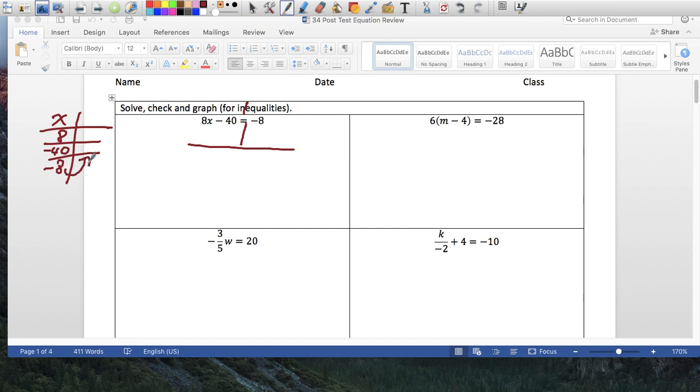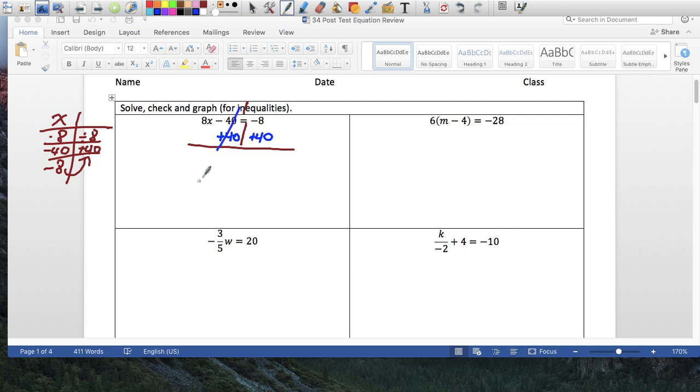Going backwards, we're going to do plus 40 first, the inverse operation, right? The opposite of minus 40, we're going to do plus 40, and then, sorry, it was times 8, so we're going to divide by 8. So let's follow those steps. So the first thing is to add 40 on both sides.